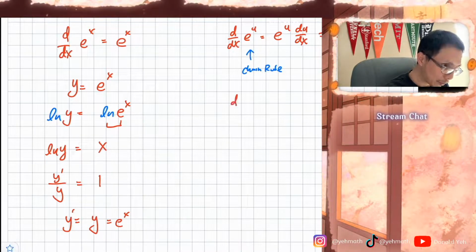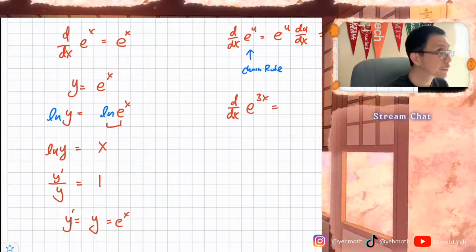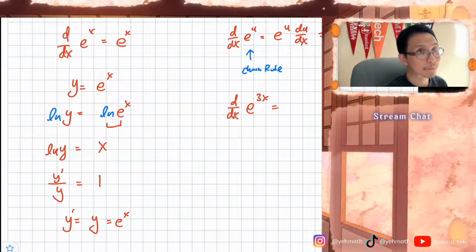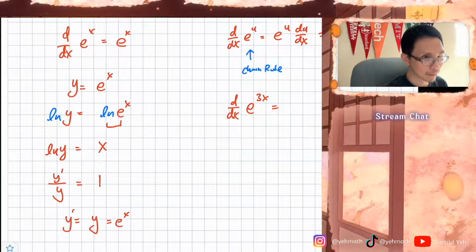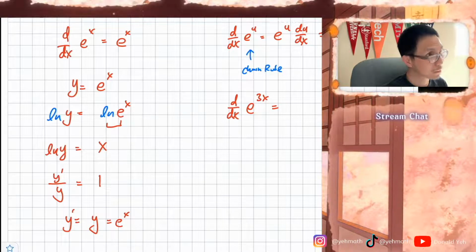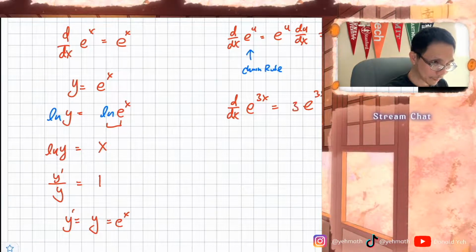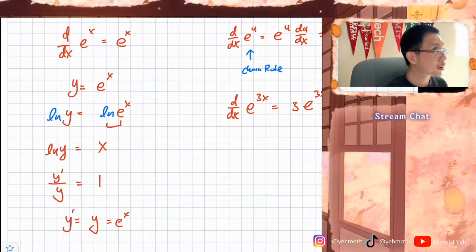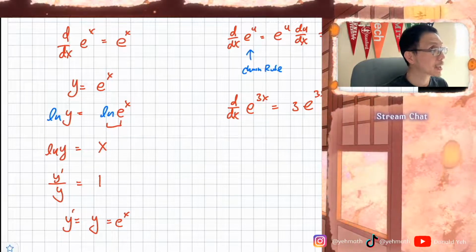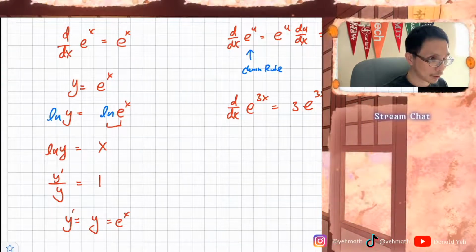So what do you think is the derivative of e to the 3x? E to the 3x times 3. Perfect. And that's it. It's not just e to the 3x. It's e to the 3x times the derivative of 3x, which is e to the 3x times 3.